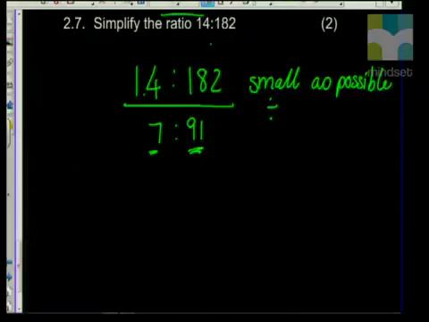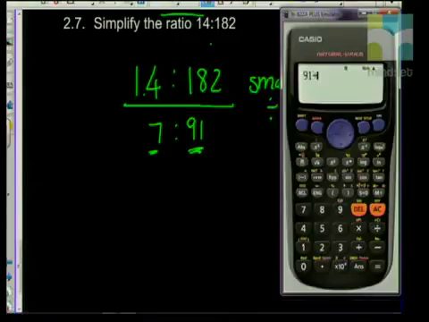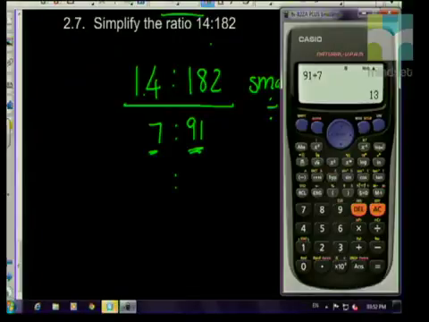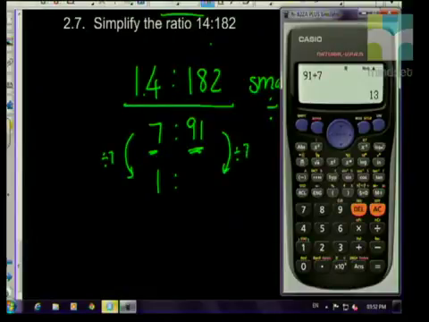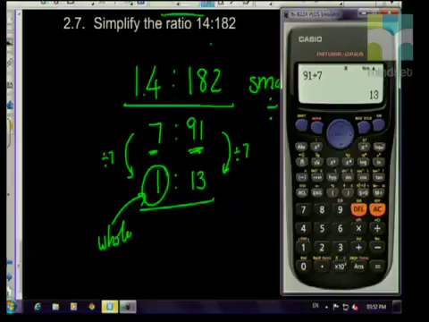So I'm going to try in my calculator to divide 91 by 7. So let's go 91 divided by 7. And that gives me 13, which is wonderful, because that means that if I say 7 divided by 7, I get 1, and 91 divided by 7, I get 13. And that's as simple as I'm going to get. I do not want to go into decimals. This needs to be a whole number when I'm talking about simplifying it to its lowest common ratio.